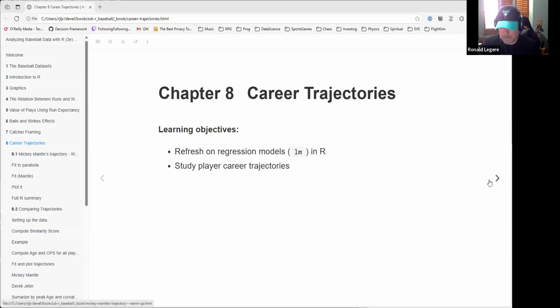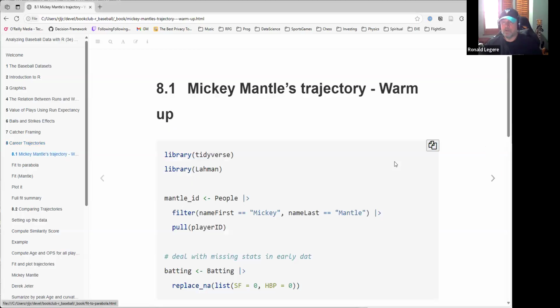So this is chapter 8 on career trajectories. The main objectives for this chapter, as far as I could tell, anyone can have their own opinion on this, are a refresh on doing regression models with LM in R, and also, of course, to study player career trajectories. As a warm up, we start out with Mickey Mantle's trajectory.